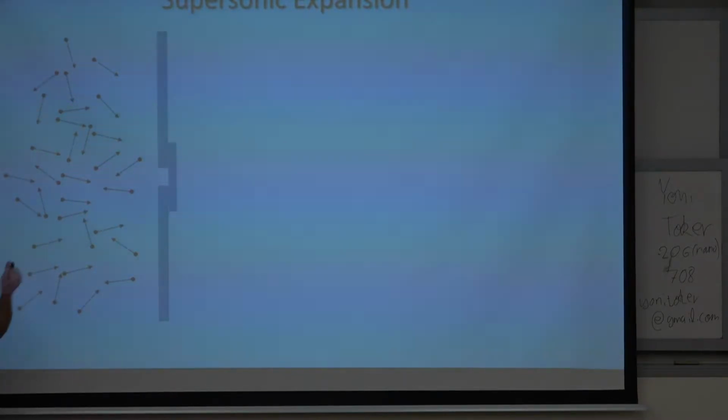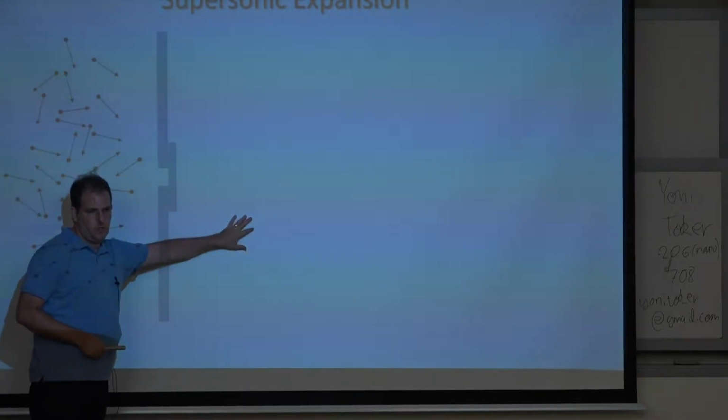And in order to cause things to join together, what you have to do is to cool them down. Because when they cool down, they start sticking. So here's a very easy way to cool stuff down. The idea is, you take a gas that has a high pressure, and you let it expand into vacuum, into low pressure.